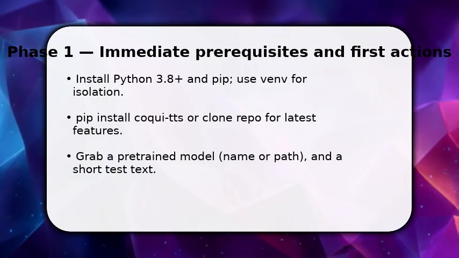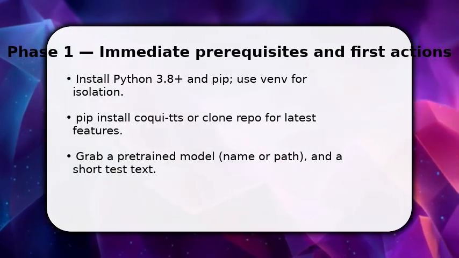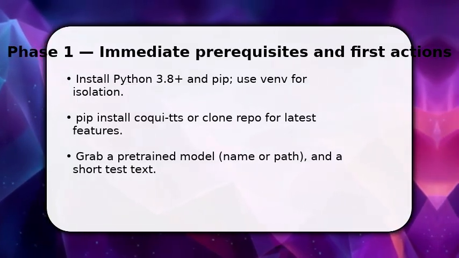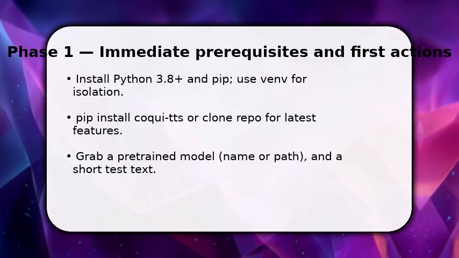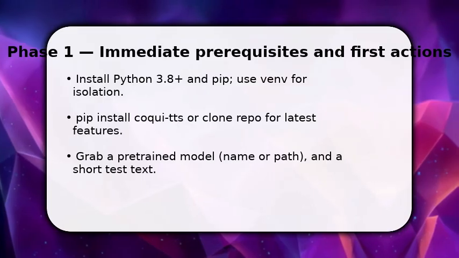You start by preparing the environment. Create a Python 3.8+ virtual environment and install Coqui TTS with pip so dependencies stay clean. Once done, acquire a pre-trained TTS model. This gives you quality and speed without training.